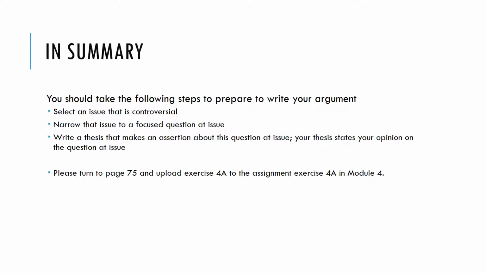So to quickly summarize what we just covered, you should take the following steps to prepare to write your argument. Select an issue that is controversial. Narrow that issue to a focused question at issue because remember, the issue that you select will have many questions. And then write a thesis that makes an assertion about this question at issue. Your thesis states your opinion on the question at issue. Let's take a look at page 75 and let's do exercise 4A. Please upload this assignment to exercise 4A in Module 4.